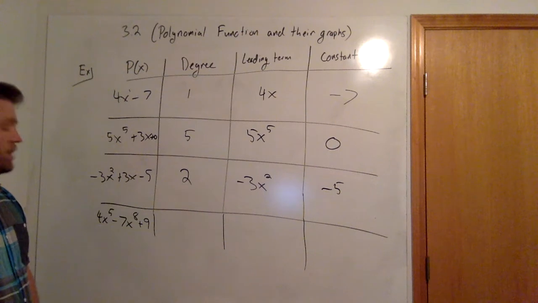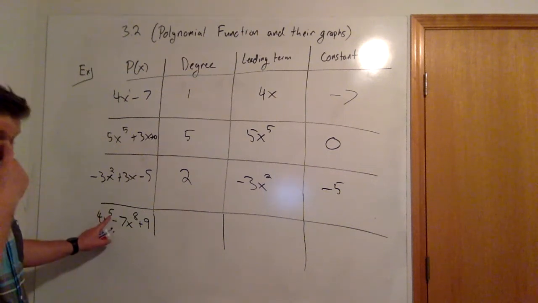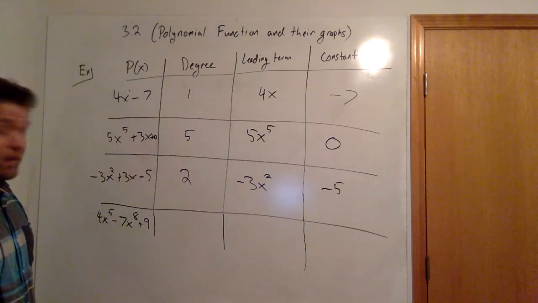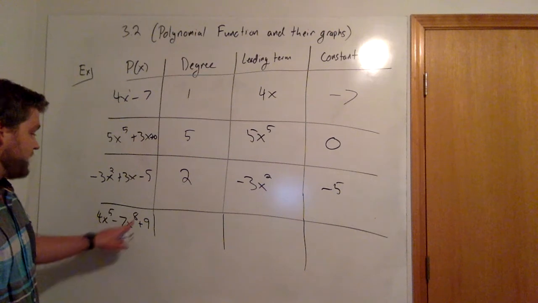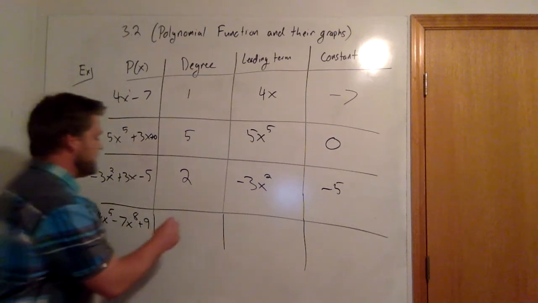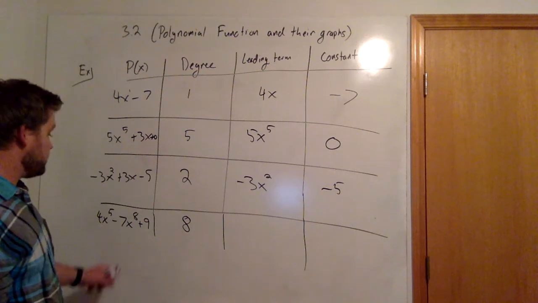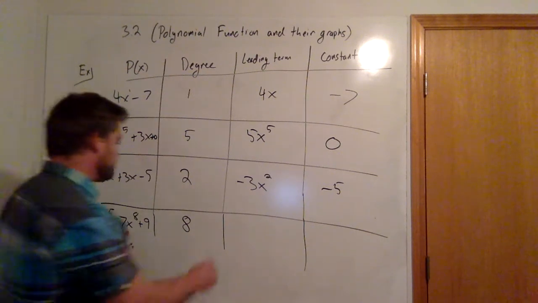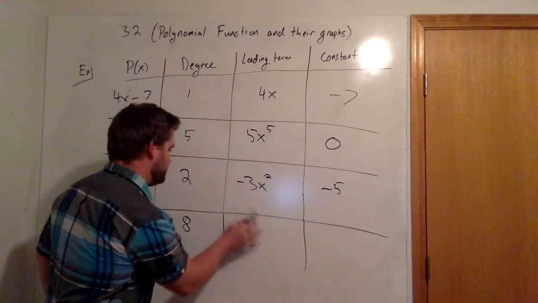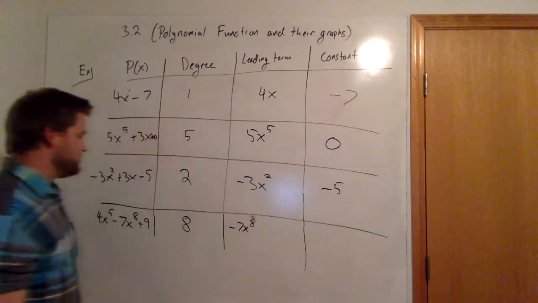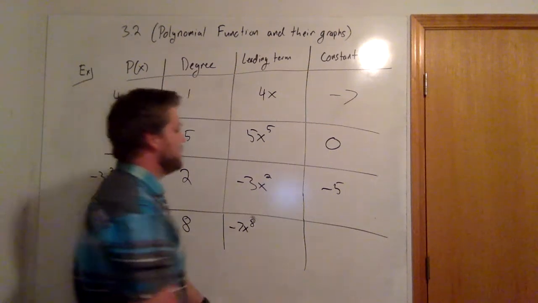For this last one, be careful, this is not a degree 5 polynomial, because the highest power, the largest power on x, is an 8. This is actually an 8th degree polynomial. The leading term is negative 7x to the 8th, because it's the term that has the largest exponent, and its constant term would be a positive 9.